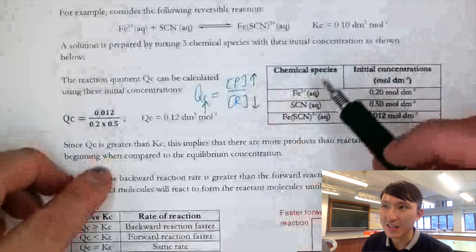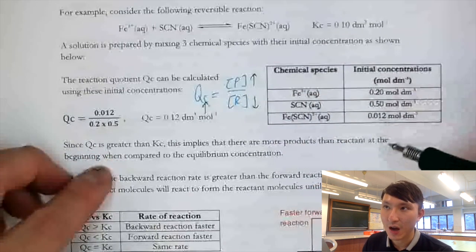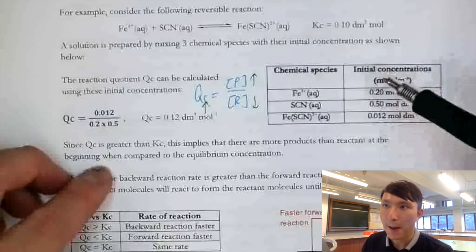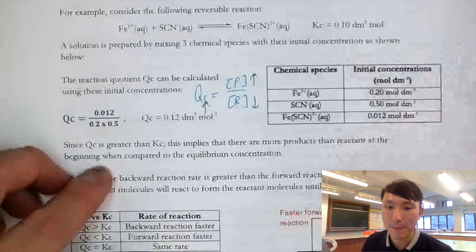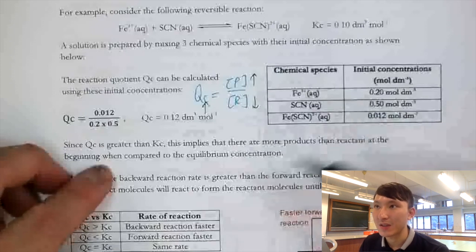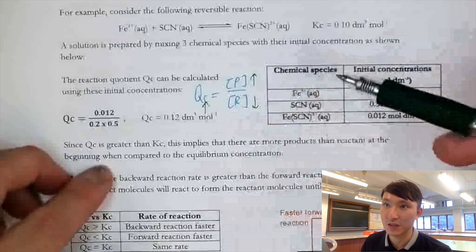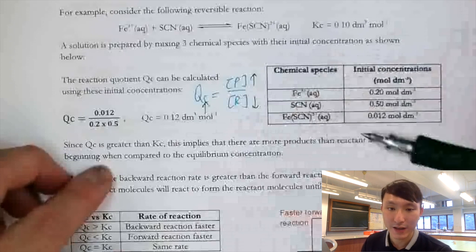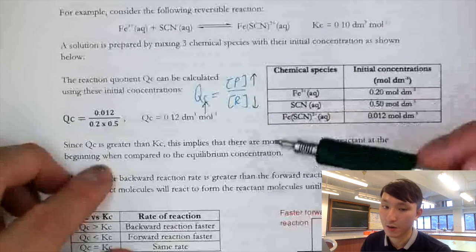So if these three things are mixed together with these initial concentrations, we will expect to see a net backward reaction, or we will expect to see a faster backward reaction. Okay? Now this is why we have to learn QC, because if you use Le Chatelier's Principle, you have no idea how to solve this problem, simply because there is no change on the equilibrium system.